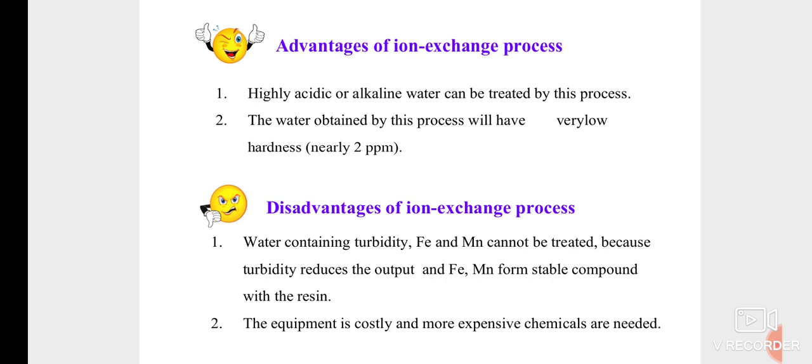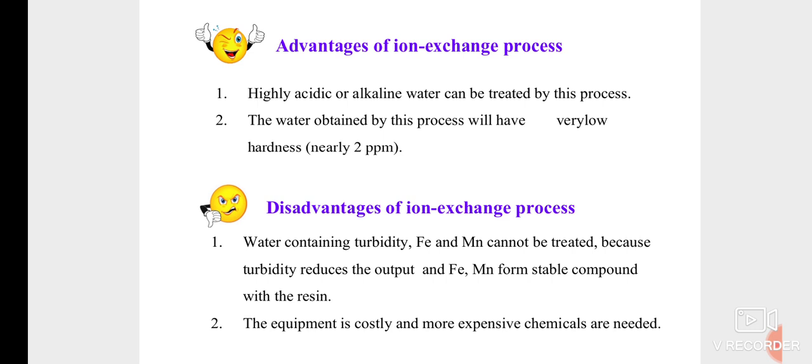Calcium carbonate, magnesium carbonate, calcium bicarbonate, magnesium bicarbonate, then calcium chloride, calcium sulfate, magnesium chloride, magnesium sulfate. All these ions are easily absorbed by the cation exchanger column and anion exchanger column. So zero hardness, demineralized DM water, is produced at the bottom of the anion exchanger column. That is the main advantage. The first advantage is that highly acidic and highly basic water can be treated. The second advantage is zero hardness, nearly 2 ppm hardness, is obtained from the process.